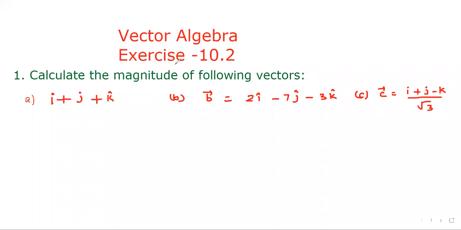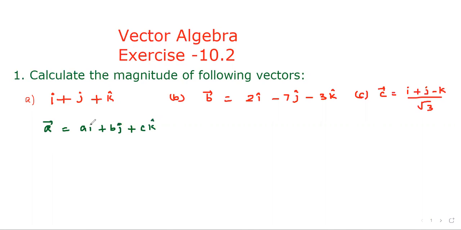Vector algebra, exercise number 10.2. Question number 1. Calculate the magnitude of the following vectors. We are given one vector, i plus j plus k. Suppose vector A is given as ai plus bj plus ck.